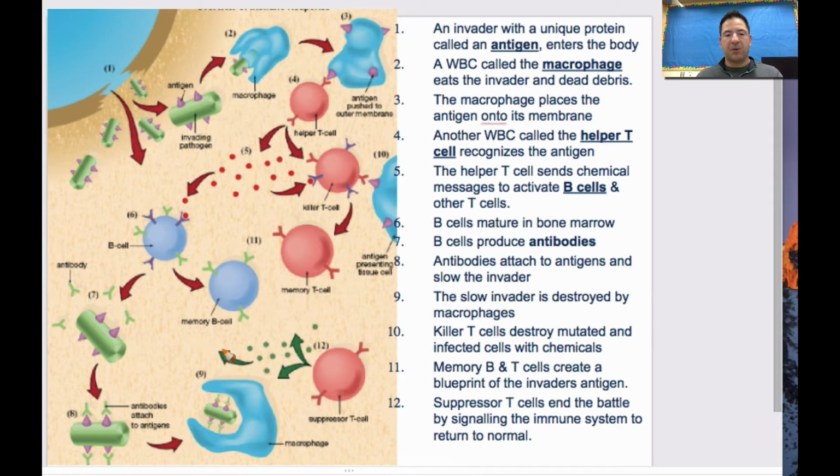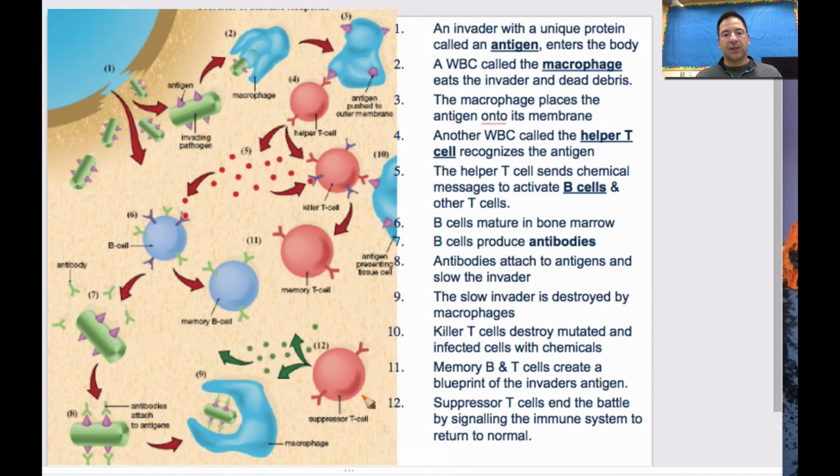They're going to remember and create a blueprint for that antigen so that in the future, with any exposures, it already will start to produce or have those antibodies so that it can attack quickly. Then the suppressor cells, what they're known as now are regulatory cells, but on your diploma they're going to be known as suppressor T cells. The suppressor cells are then going to end the battle, and they're going to send a signal and tell the immune system to return to normal function.